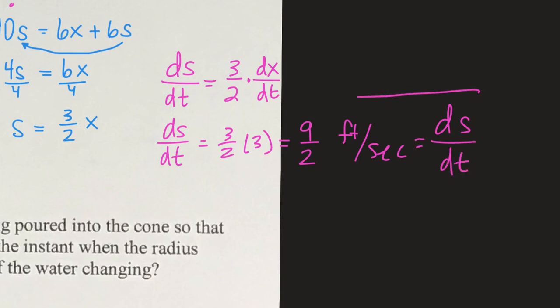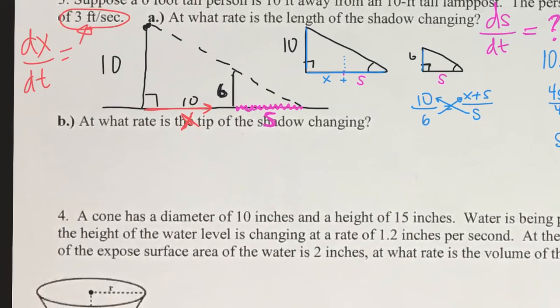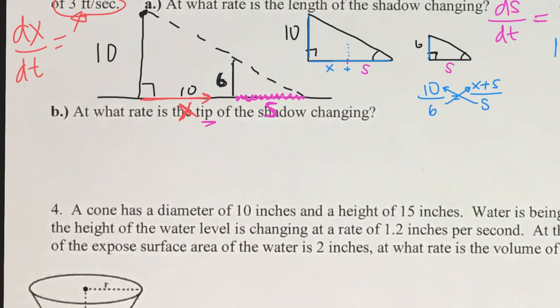Notice it doesn't really depend upon how far the person is away from the lamppost. Right? That x equals 10 did not even come into play at all in our problem. Okay, so let's see, what else does it say? At what rate is the tip of the shadow changing? Okay, so how is the tip of the shadow different from the exact shadow? Okay, that's a tricky question.